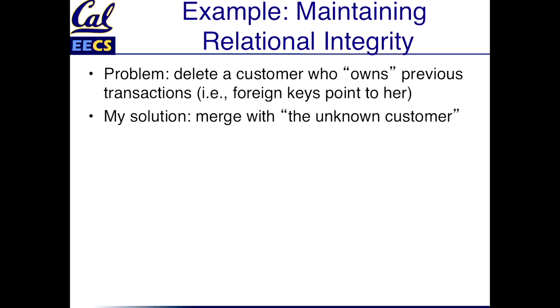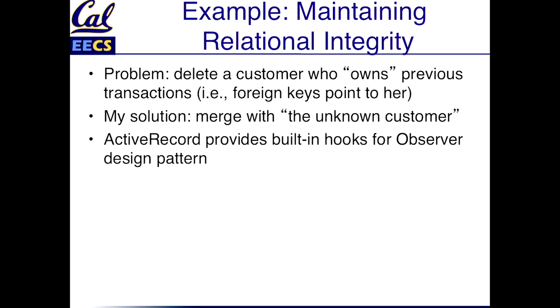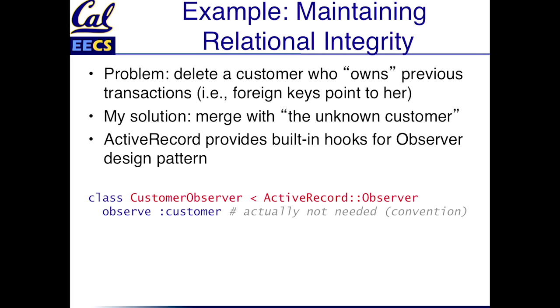So what I did is something that's pretty similar to the null object. I have this special customer that is the unknown customer, like the unknown soldier or something. The unknown customer never shows up in listings, never shows up in reports, but it's the customer who owns everything that otherwise would have been orphaned. So what I really want to do is, whenever a customer wants to delete themselves, I need to grab all of the transactions that that customer did and make them owned by this special unknown customer.